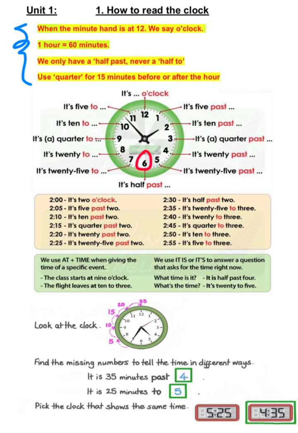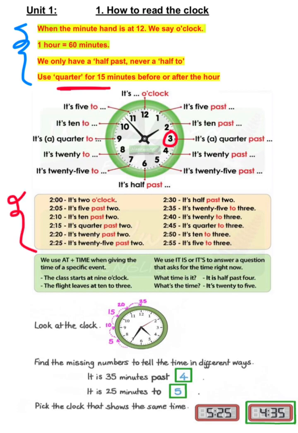See here, number 6, it's actually 30 minutes, but we'd say it's half past, okay, if you want to read the time. And use quarter for 15 minutes before or after the hour. See in number 3, it's actually 15 minutes, but we say it's a quarter past. From 1 to 5, we say it's past. In number 6, we say past. But in number 7 to 11, we say to. For example, 11, it's 15 minutes, so we say it's a quarter to. Okay, so it's actually making the time easier to read.